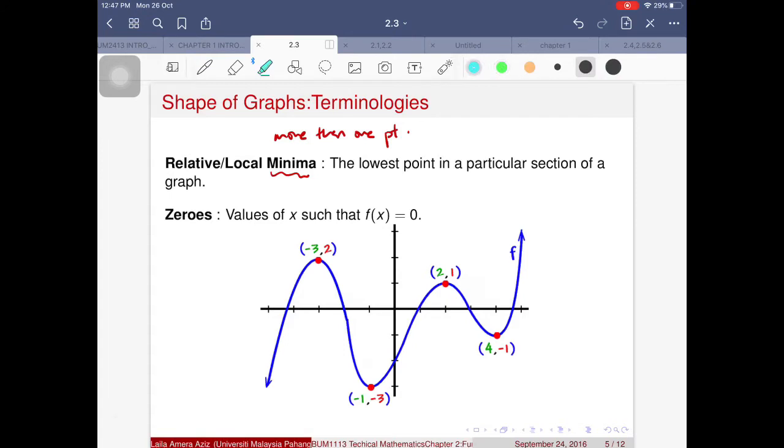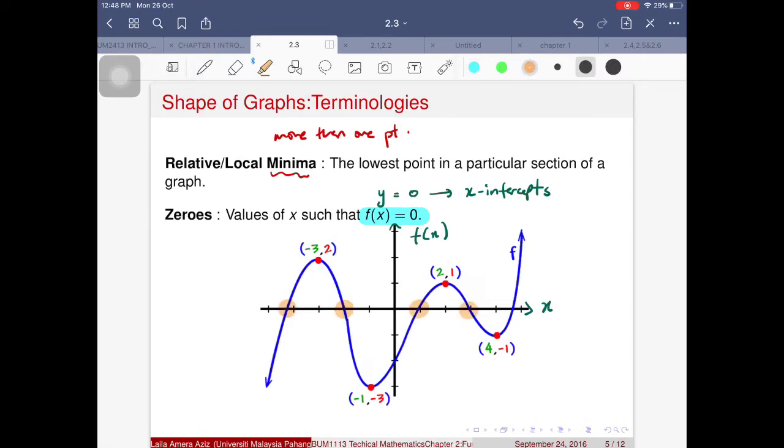Okay, and then the last term will be zeros. So what are zeros? Zeros are the values of x when you set f of x equal to 0. If you remember, this is when y equals 0. What are the values of x when y is equal to 0? These are basically the x-intercepts, the values where the graph intercepts the x-axis. This is your x-axis, and this is your f of x, or the y-axis.